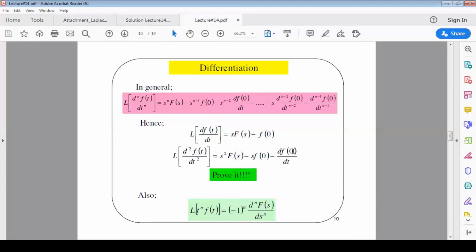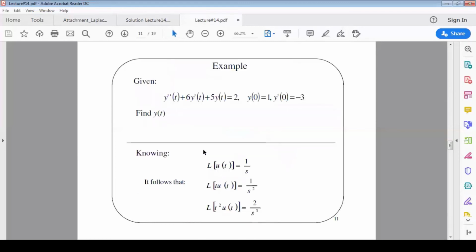So our concern is only up to the second order of differentiation in time domain. Let's have a look at these examples. We are given y double prime(t), a second order differentiation, plus 6y prime(t), a first order differentiation, plus 5y(t) equals 2. We are given further that the value of y(t) when t equals 0 is 1, and the value of dy(t) over dt when t equals 0 is negative 3.